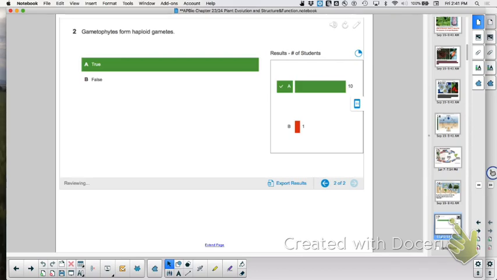Gametophytes always form gametes, right? Sporophytes always make spores. Gametophytes always make gametes. What's the only diploid thing in that little limerick? Sporophyte. Okay? Yes. All right.